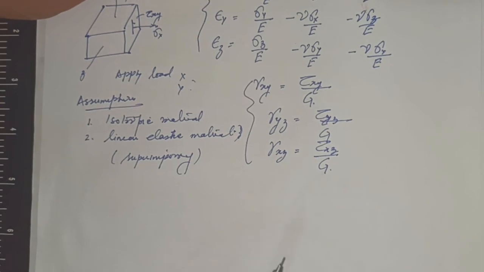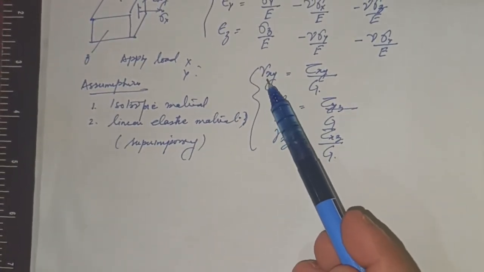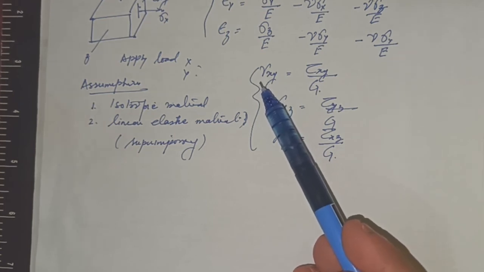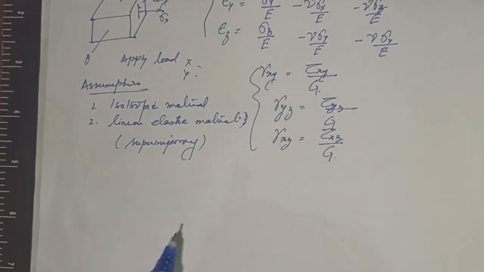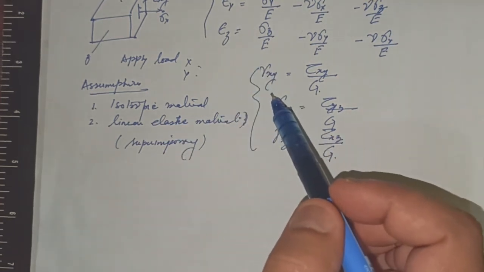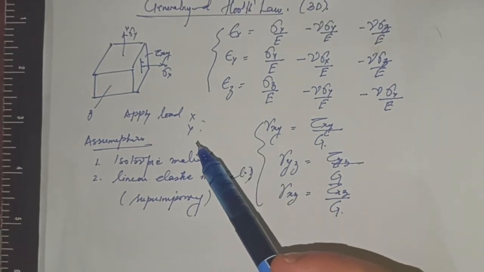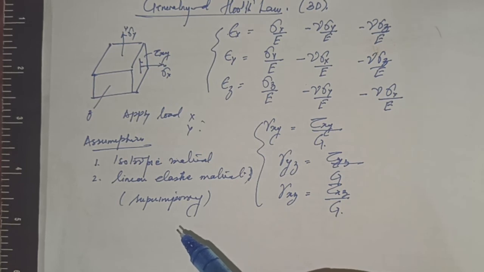Remember that one important question which comes to our mind is: what happens if I apply a shear stress? Does the Poisson's effect also occur when a shear stress is applied? Now remember that whenever a shear stress or any stress applies on the body, the Poisson's ratio is a property of the body. The Poisson's ratio is the property of the body.